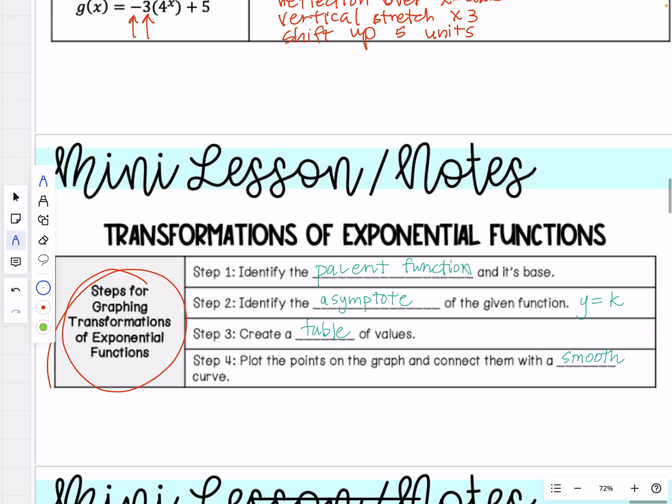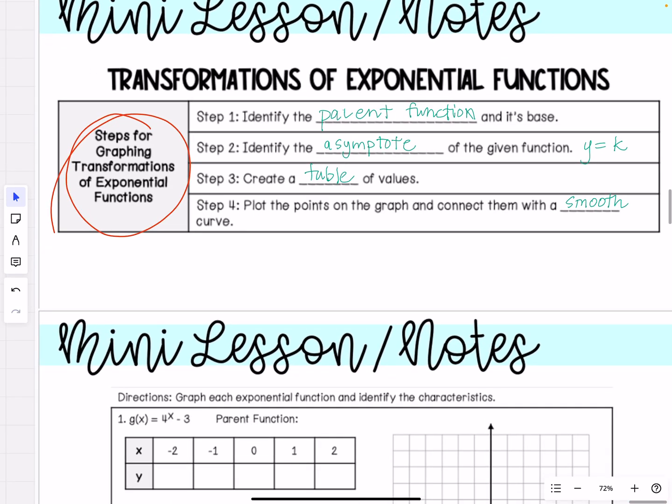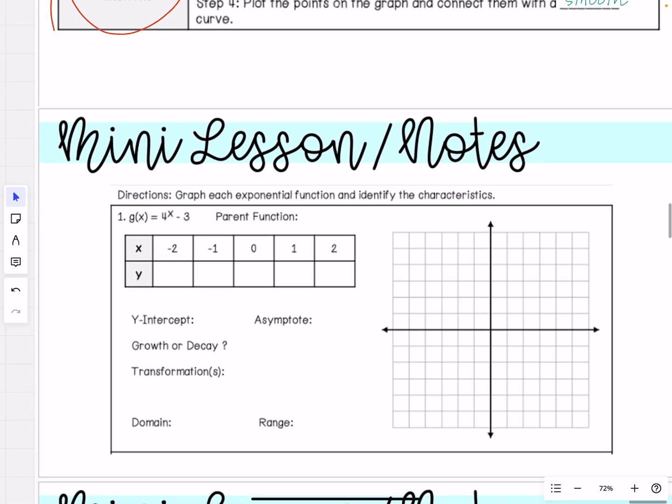All right, let's take a look and give it a shot. In this example, we are going to be graphing the function g of x is equal to 4 raised to the x minus 3. So our parent function is going to be g of x is equal to 4 to the x. Okay, so our multiplier is going to be 4. So you can use your graphing calculators here to fill in the table.